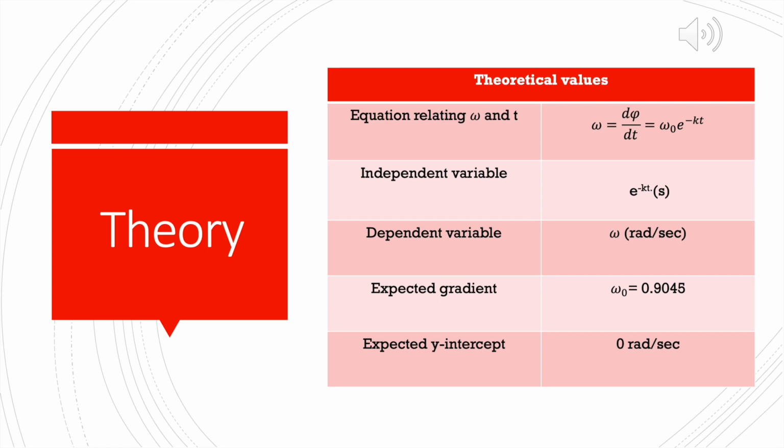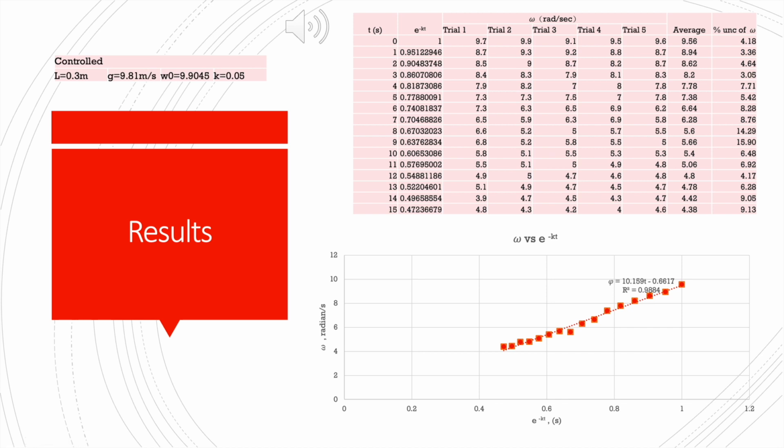In the table, the theoretical values are displayed, including equation, independent variable, dependent variable, expected gradient, and expected y-intercept. Angular velocity was plotted against e to the power of negative kt. As the independent variable increases, the dependent variable increases in a linear fashion as predicted.